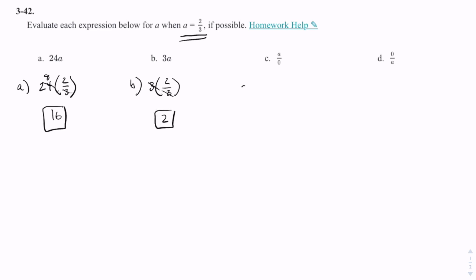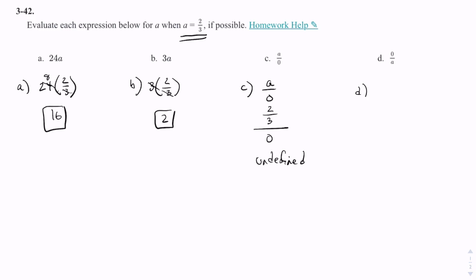For C, I have A over 0. A is 2/3. So I have 2/3 over 0. Anything divided by 0 is undefined in mathematics. So even if it's a fraction, it's undefined.